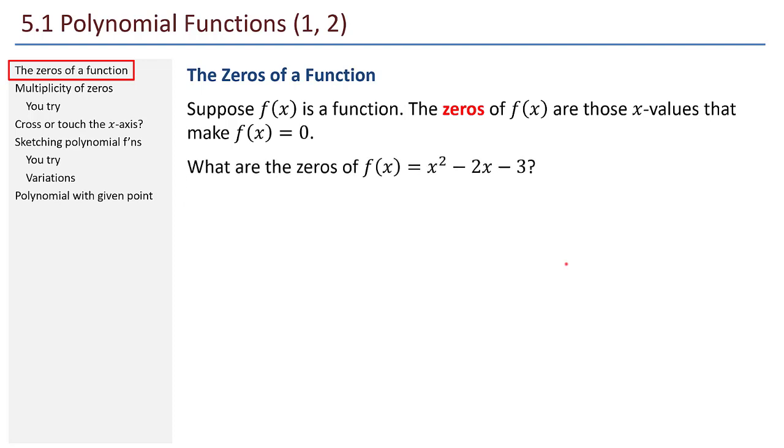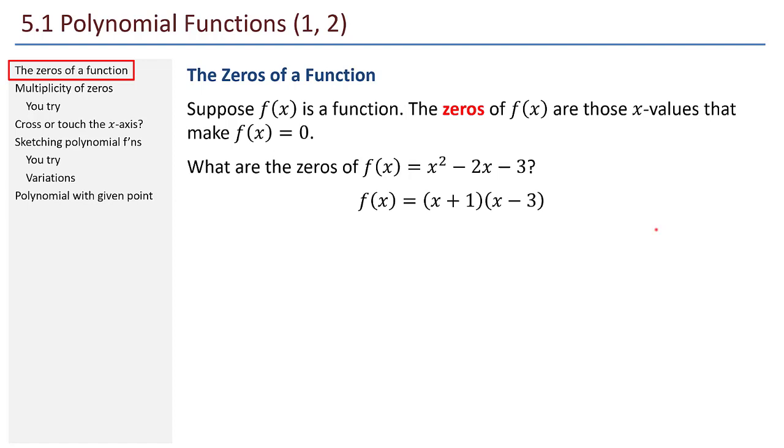For example, what are the zeros of this function? f of x equals x squared minus 2x minus 3. You might play around for a little bit, plugging in some numbers for x to see if you can make that thing 0. But you get tired of playing around for a little while. You'd like a better method. And the better method is to factor the polynomial.